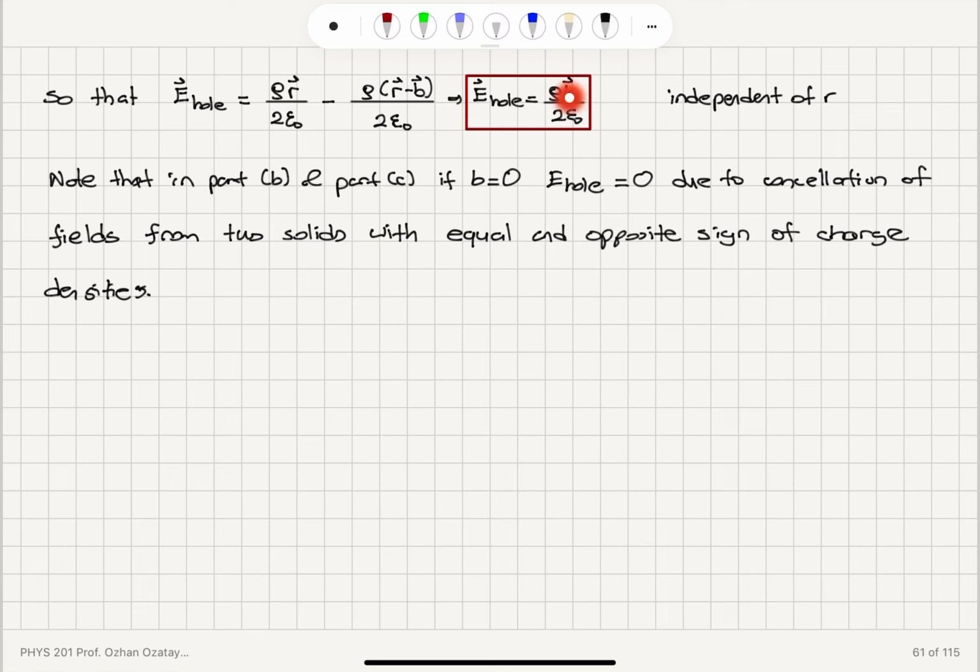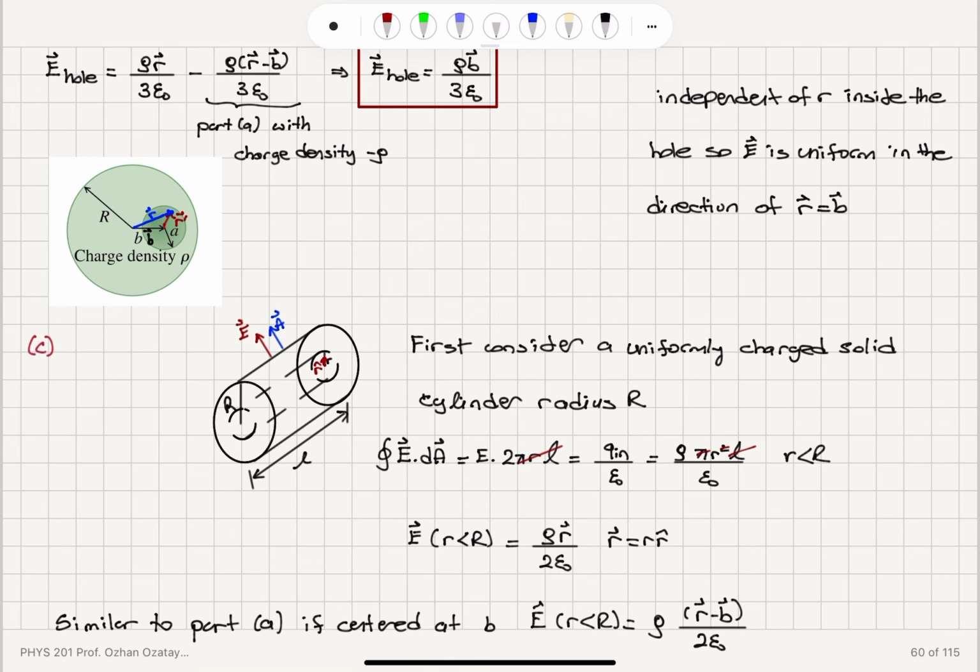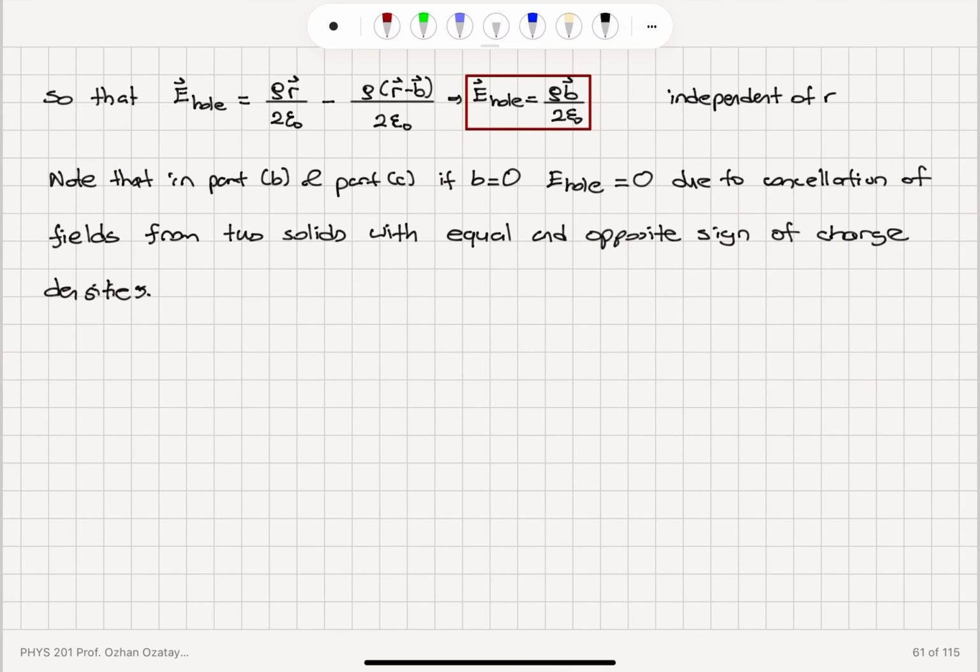If b is 0, then I would find that the electric field inside the hole should be 0 for both cases. So this tells me that the positive and negative charge contributions from the two solids with equal and opposite signs are actually cancelling out.